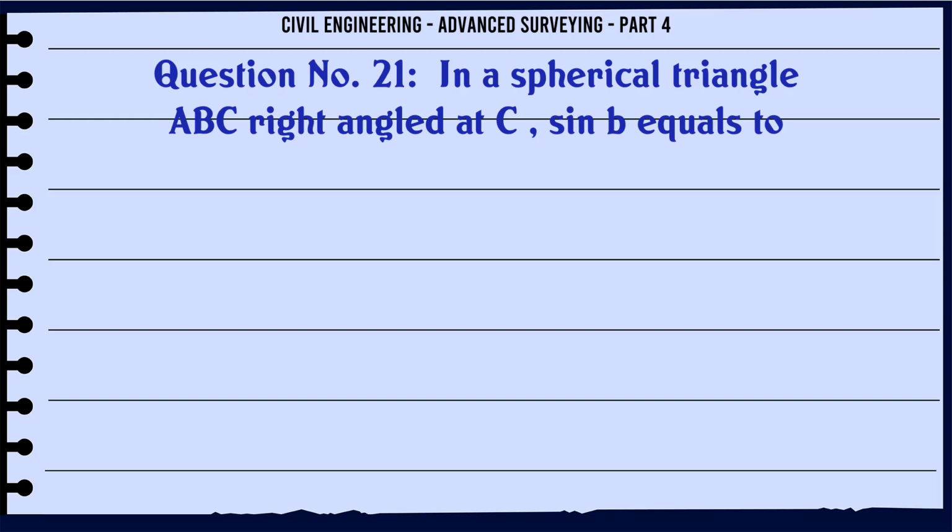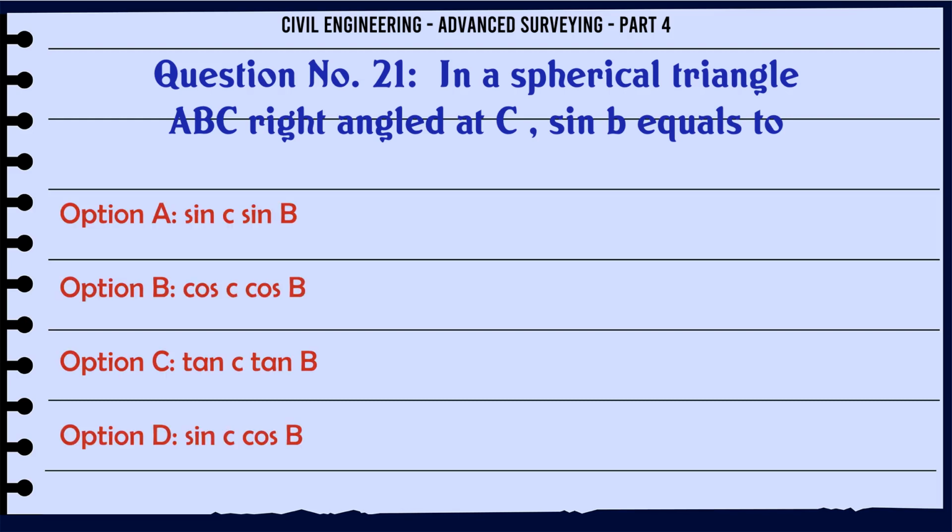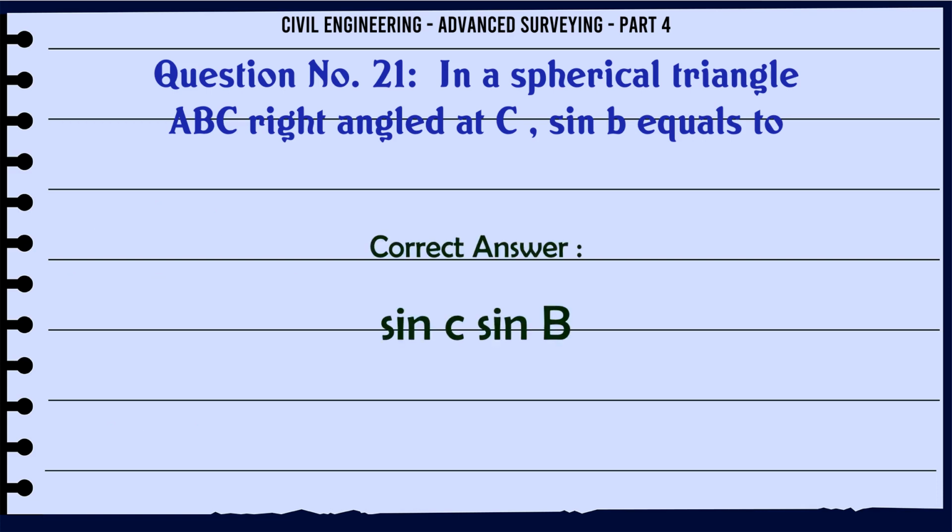In a spherical triangle ABC right-angled at C, sin B equals to: A. sin C sin B. B. cos C cos B. C. tan B. D. sin C cos B. The correct answer is sin C sin B.